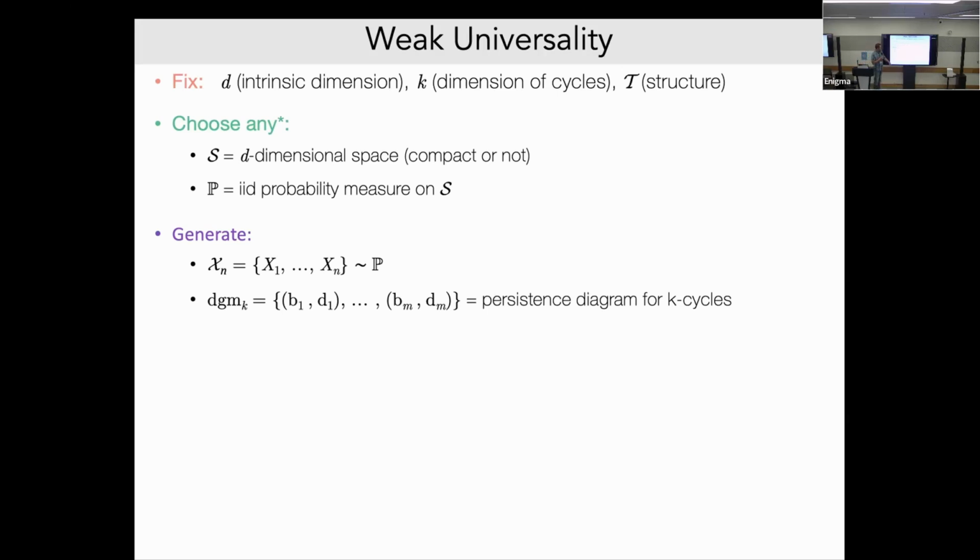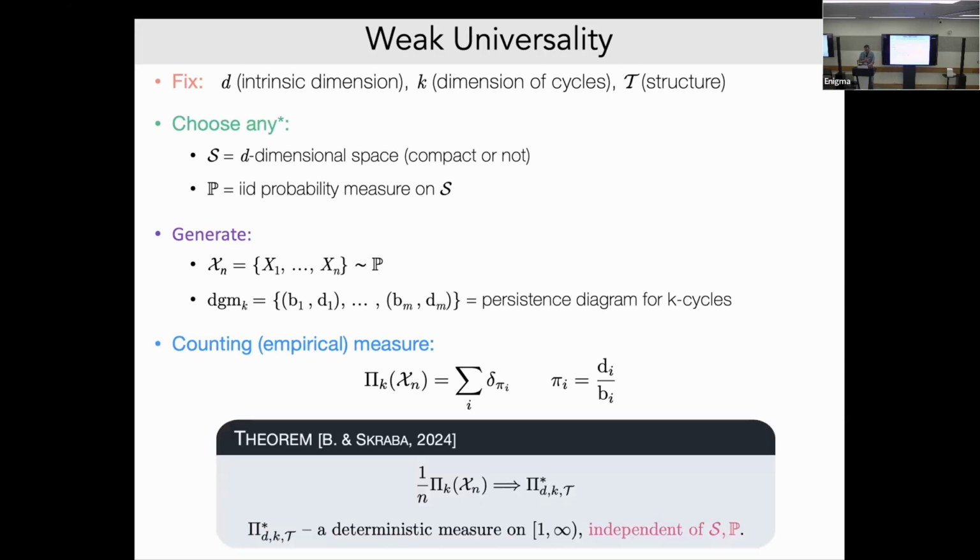Take n points from this distribution, look at the diagram, and then what we do is we compute an empirical counting measure. So we just look at these values, we place a delta function on top of each value, and we look at this measure. And the statement that we prove is that if you normalize it by the number of points and take the limit, then the limit depends on d, k, and t, these parameters, but it doesn't depend on the sampling space, it doesn't depend on the sampling probability. Yeah, this is a result that we finished proving recently.